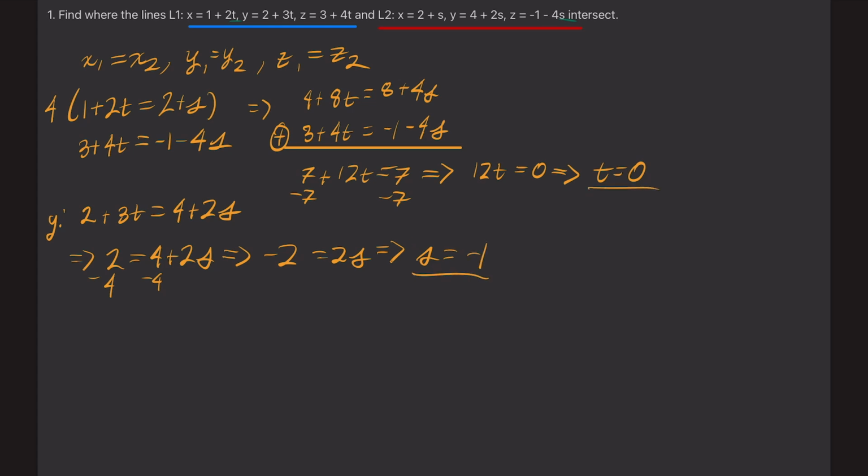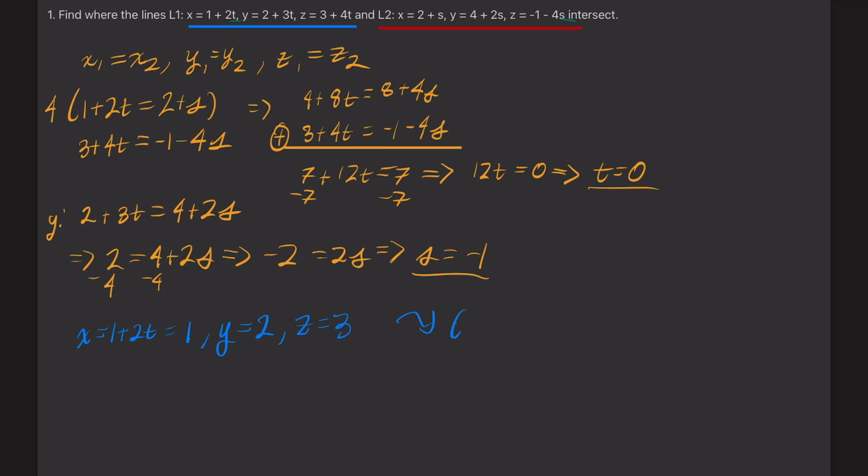Now we can plug t into the equations for line 1 and s into the equations for line 2. And when we do that, we should have a common point. So x equals 1 plus 2t equals 1 plus 0 equals 1. y equals 2 plus 3 times 0, it's just 2. And z equals 3.